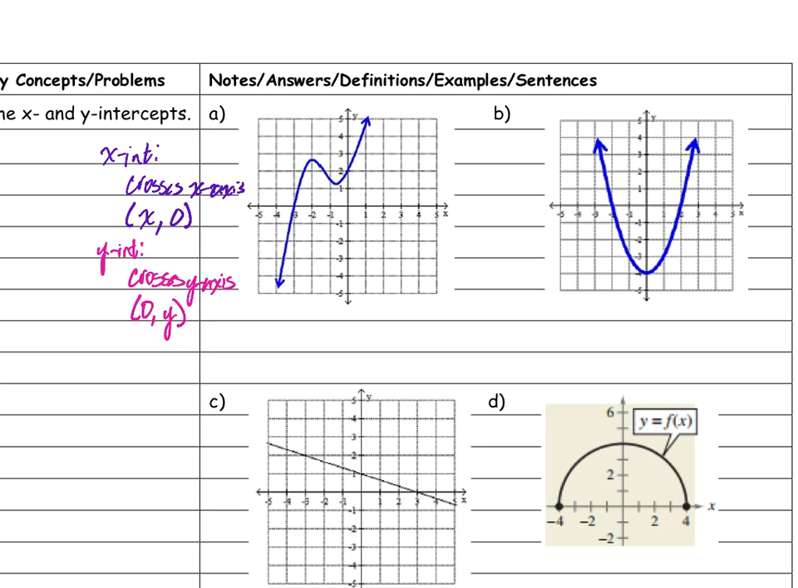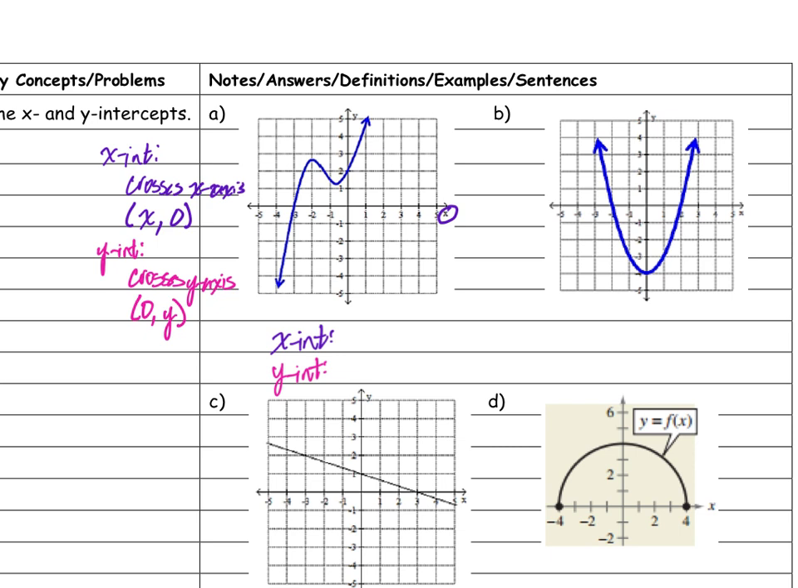Let's find the x-intercept and the y-intercept. So my x-intercept is where it crosses the x-axis. And if you don't know which one the x-axis is, usually they're labeled, usually. So this one you can see has a little x right there. So that's the x-axis.